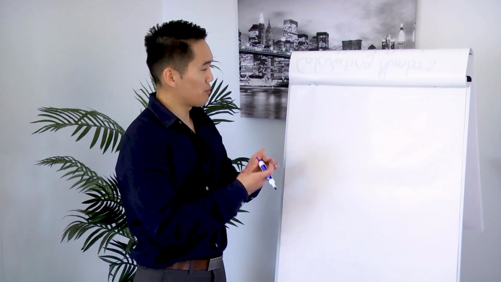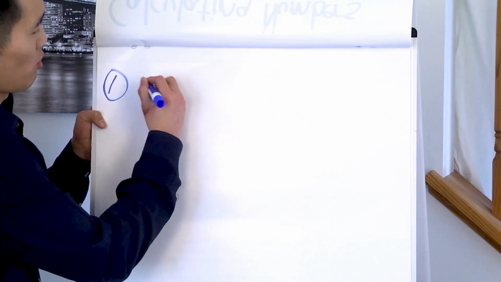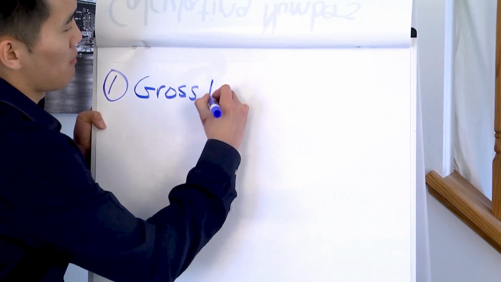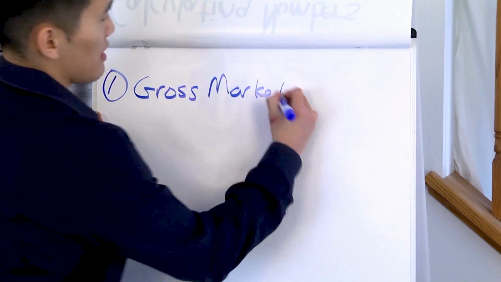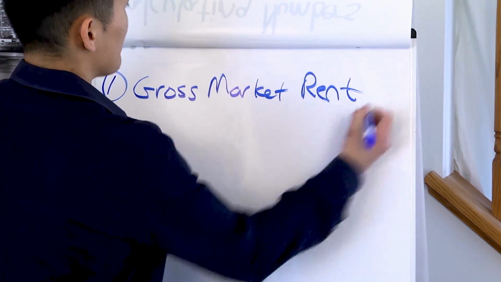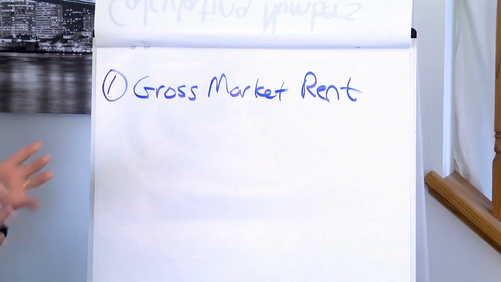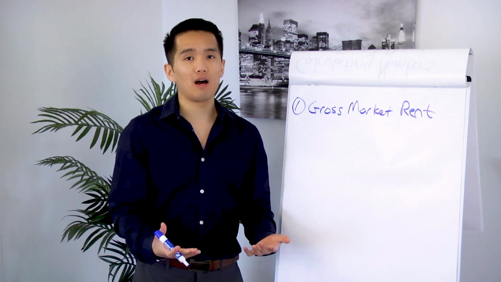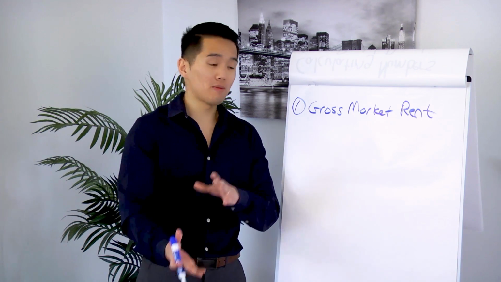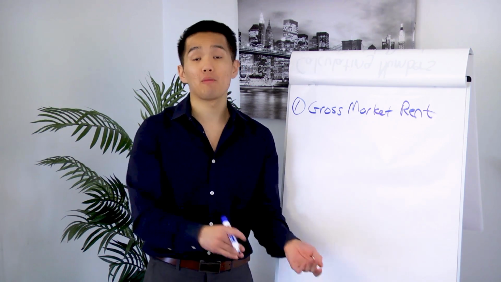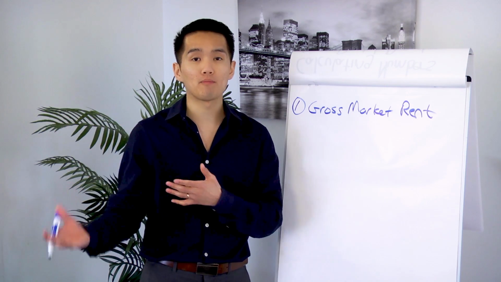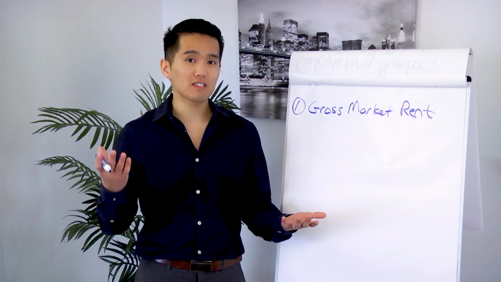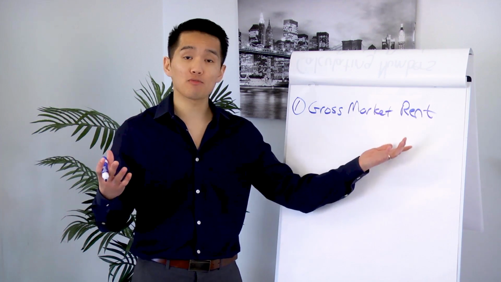The first thing that we start with, we have to understand what your gross market rent is. Your gross market rent is the amount that your local market is willing to pay for a given bedroom size and the type of property. So you may have an apartment, 2-bedroom, 1-bath, or you may have a single family residential, 2-bedroom, 1-bath. Both may have varying amounts as far as the rent.